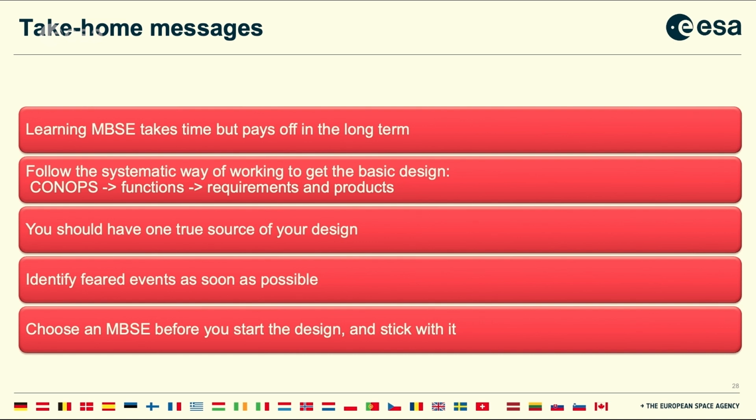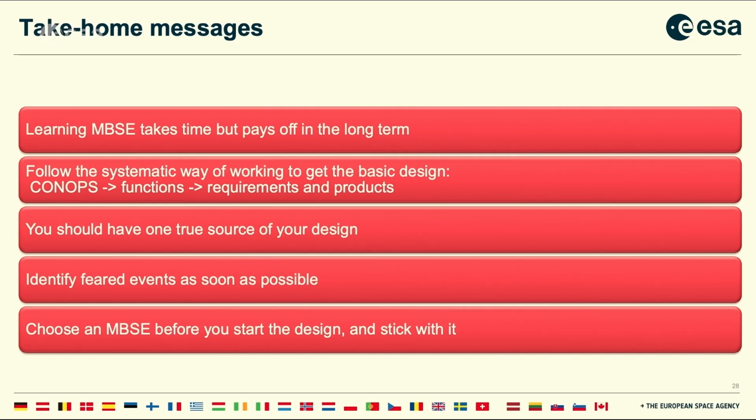You should have one true source of your design. Try to avoid just referring to documents and changing numbers in documents and having a new version number, whereas in the model it has an old value. That should not be the case. The model should be the one that is the most up to date. Identify feared events as soon as possible. So I know it sounds negative, but from the moment you start thinking about your design, you should also think about what could go wrong with your design.